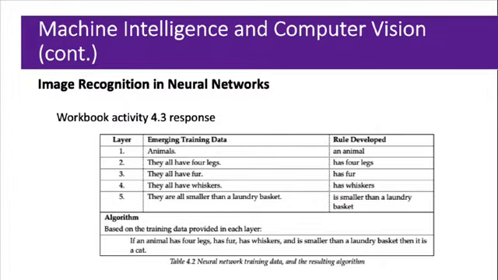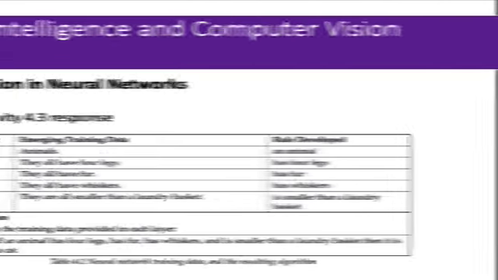Hopefully you were able to provide similar responses to the workbook activity as those found in Table 4.2 here, and that your algorithm reads along the lines of, if an animal has 4 legs, has fur, has whiskers, and is smaller than a laundry basket, then it is a cat.